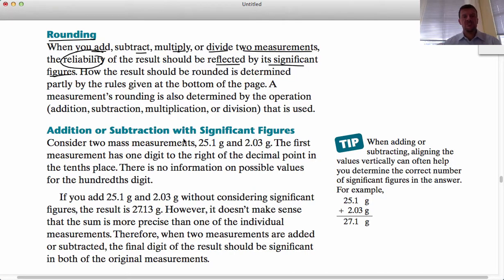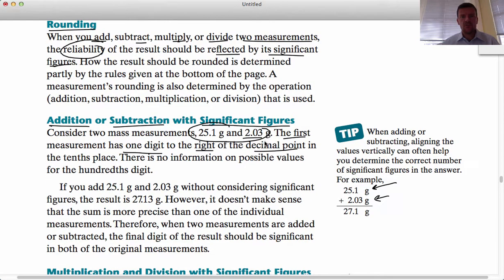So, here's what you need to know. When you are adding or subtracting any numbers in this class, we need to figure out how many sig figs the answer should have. And here's how you determine it. In this example, we're going to take 25.1 and add 2.03. The first measurement has 1 digit to the right of the decimal point, and the other value, 2.03, has 2 digits to the right of the decimal point.